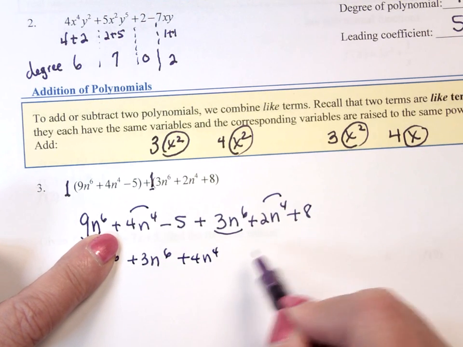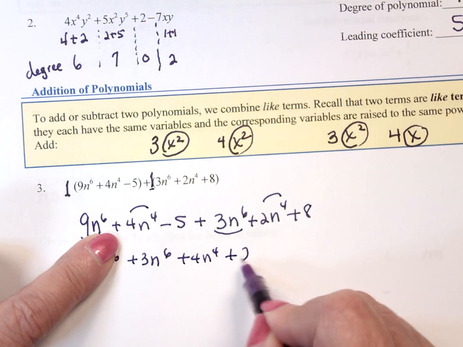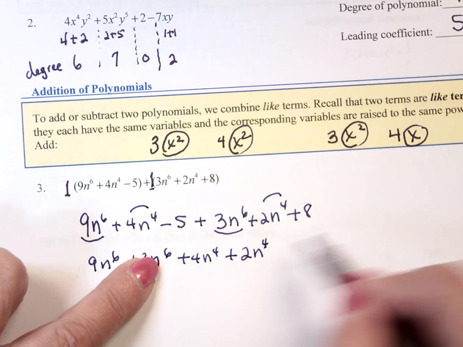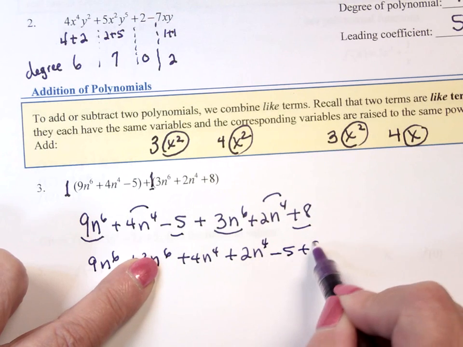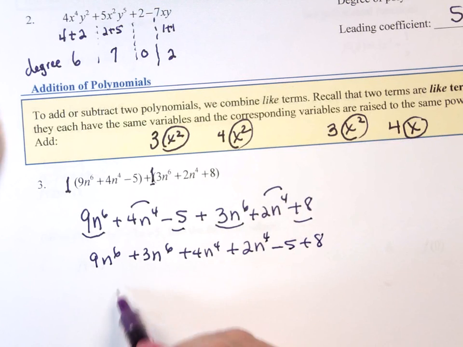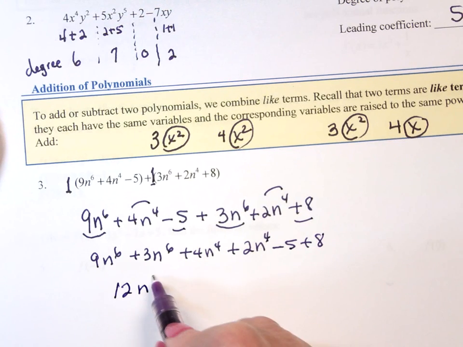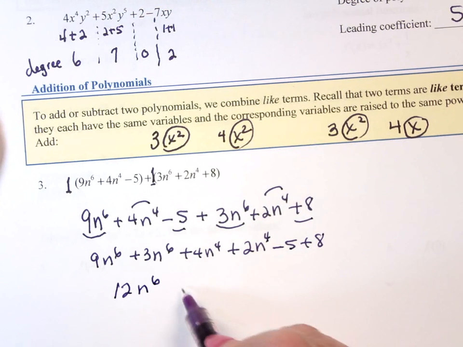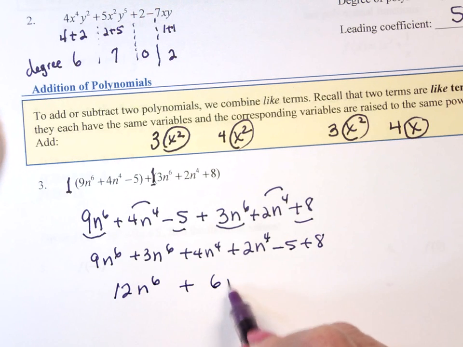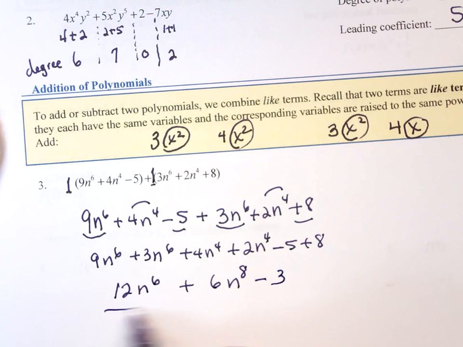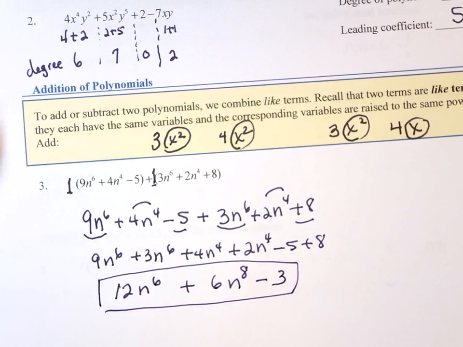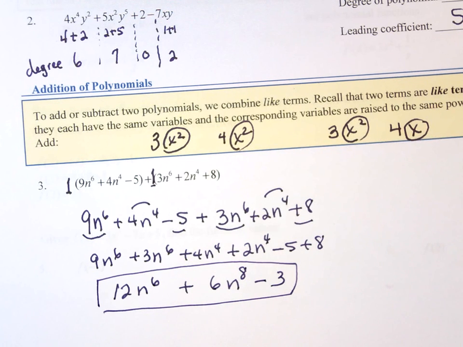And yes, you could do this in your head if you wanted to. 4n to the 4th plus 2n to the 4th. And then I have a negative 5 and a plus 8. So this gives me 12n to the 6th, because they're the same, plus 6n to the 4th, and 8 minus 5 is 3.